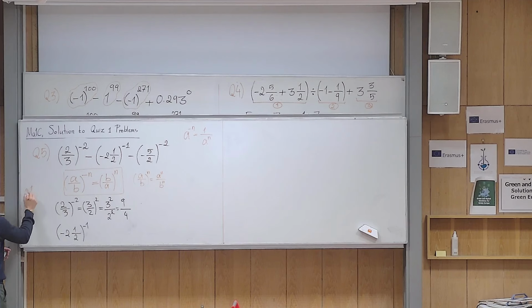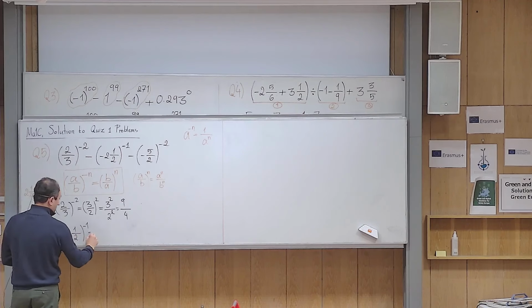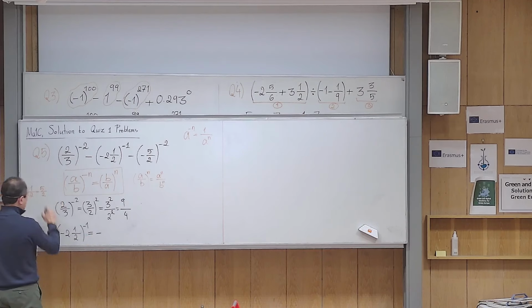2 and 1 over 2 can be viewed as 4 plus 1, 5 over 2. And then if you have a minus sign here, that minus sign will actually be the minus sign for this one. So what will happen? It becomes minus 5 over 2.